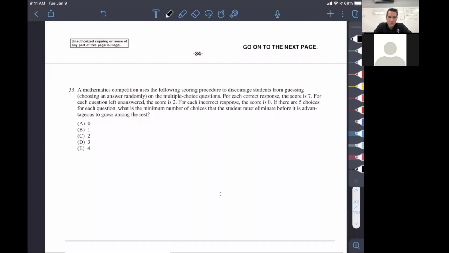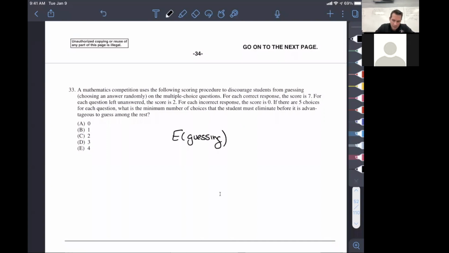So this is an expected value question, which would also mean that what you're dealing with is the expected value of guessing, right?